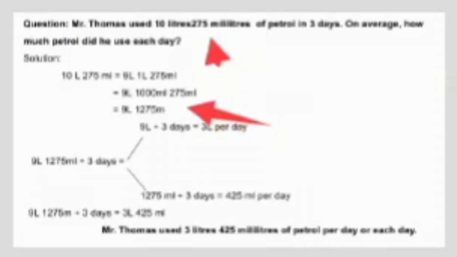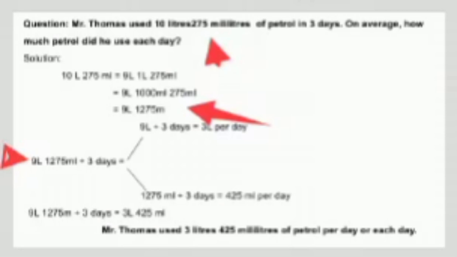Now it's looking better to be divided. So 9 liters 1275 milliliters divided by 3 days. I'll divide it separately again. 9 liters divided by 3 days is equal to 3 liters per day, means each day. As 3 3's make 9. 1275 milliliters divided by 3 days: 3 4's make 12, 3 2's make 6, and 3 5's make 15, and in the end I get the answer 425 milliliters per day.